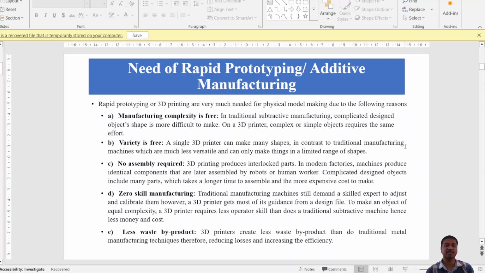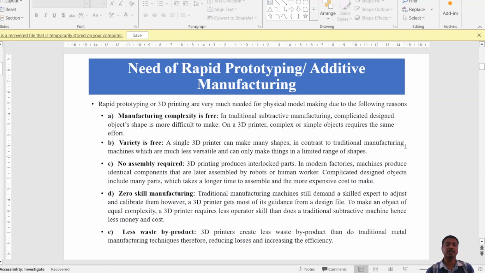Zero skill manufacturing. Traditional manufacturing machines still demand a skilled expert to adjust and calibrate them. However, a 3D printer gets most of its guidance from a design file. To make an object of equal complexity, a 3D printer requires less operator skill than a traditional subtractive machine, hence less money and cost.